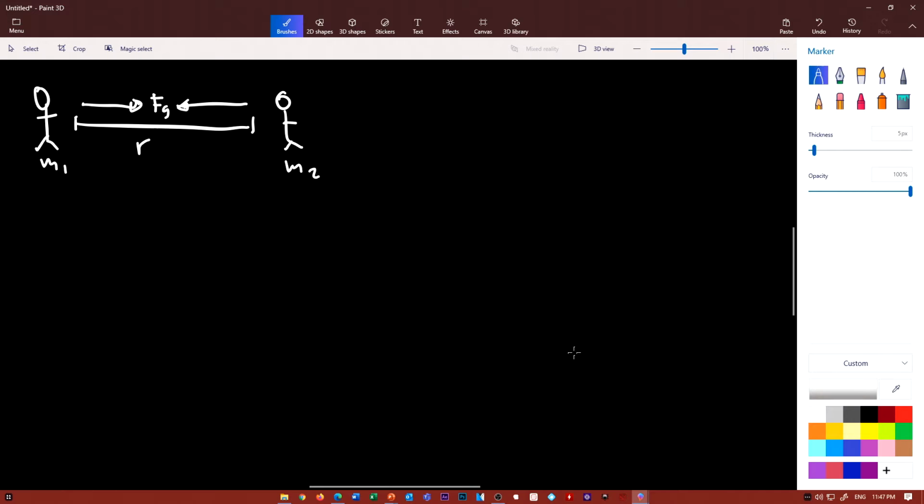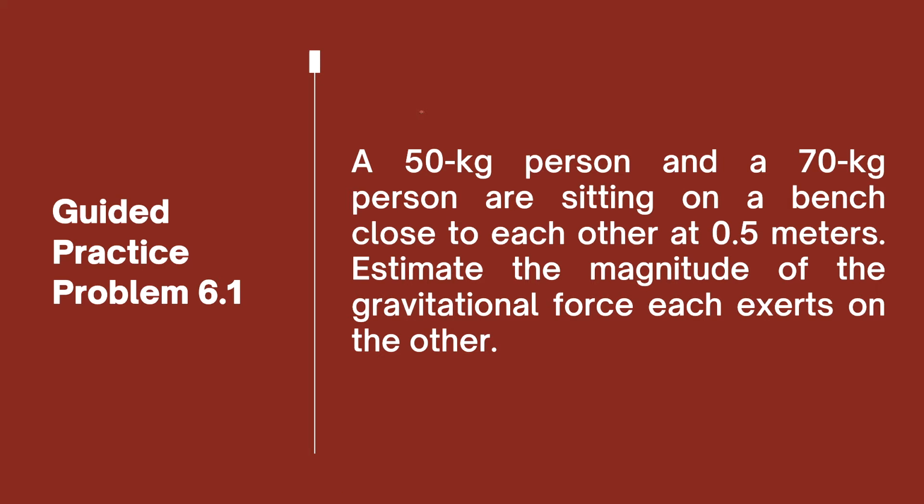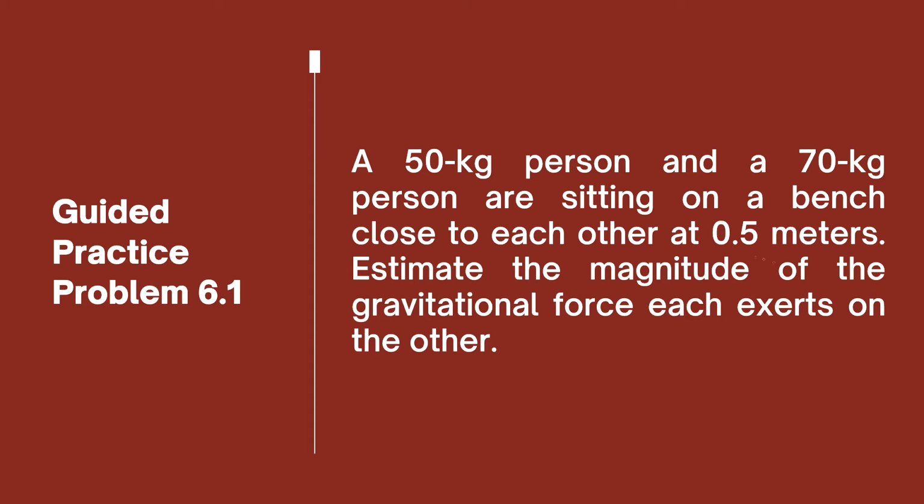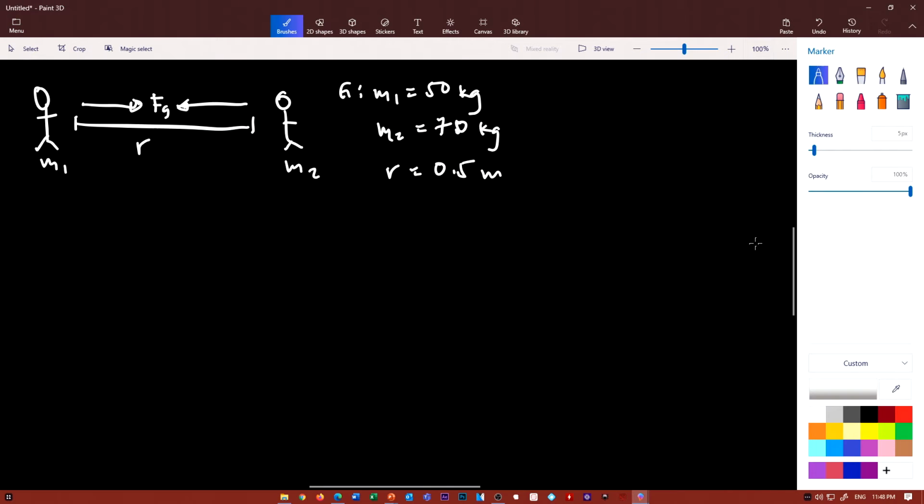For our given, we have mass 1 as 50 kilograms. Then we have another one, which is 70 kilograms. Then we have the distance between them at 0.5 meters. For our required, of course, we have F sub g. For our equation, we just substitute: F sub g equals G m1 m2 over r squared.